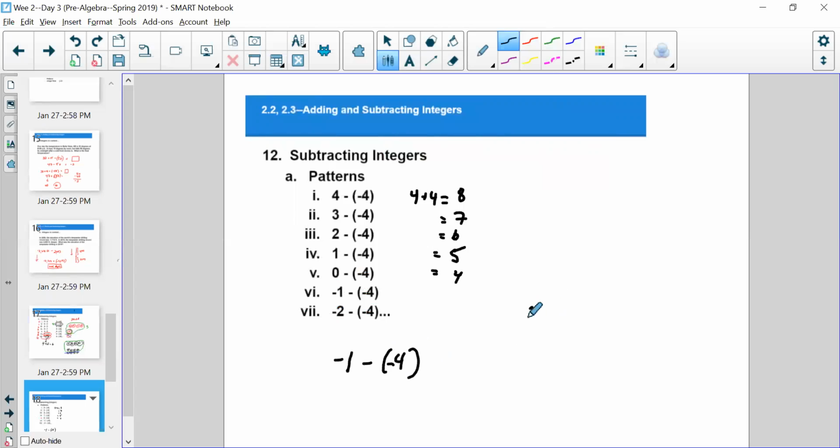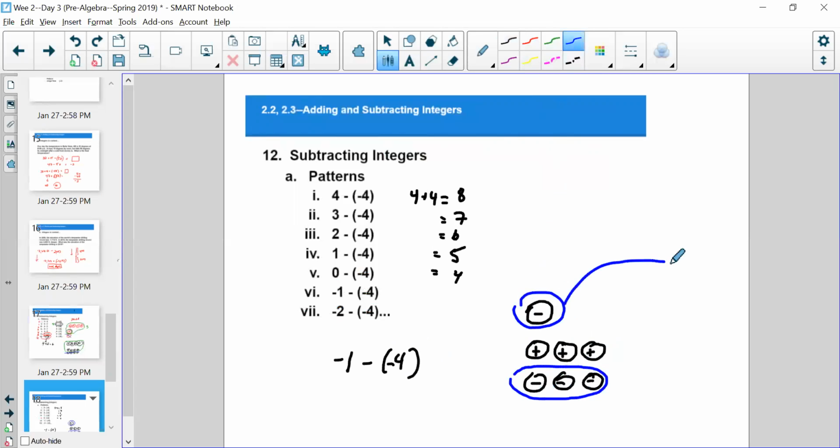So if I look at the counters there, I've got a negative 1, and I need to take away 4 more. Well, I don't have 4 to take away, but I do have 1. So what I'm going to do is just add 3 more zero pairs. So that would allow me to take away these 3 and that one. And so they're all gone. And that's going to leave me with 3 positives.